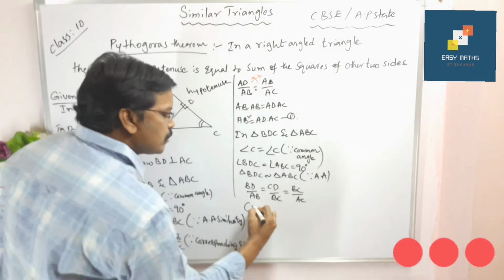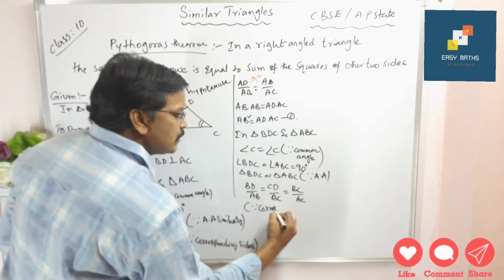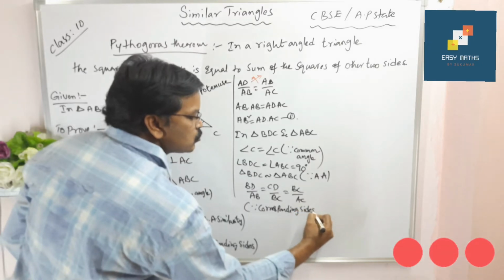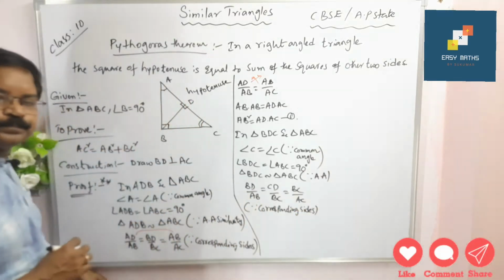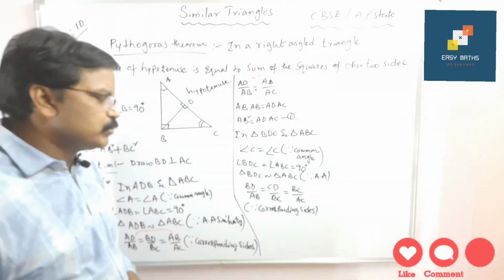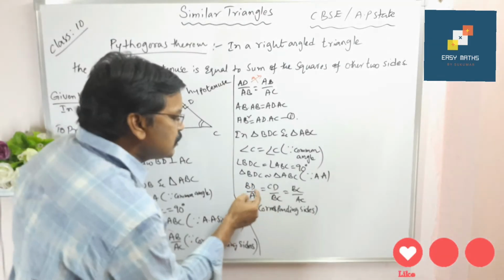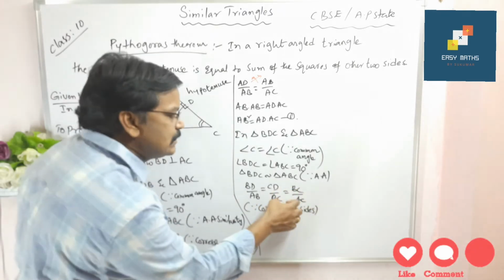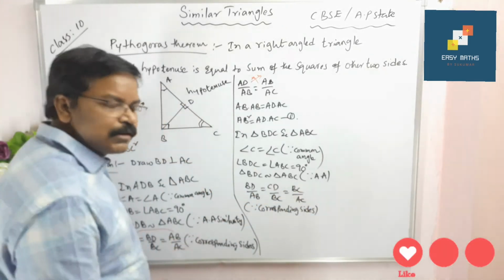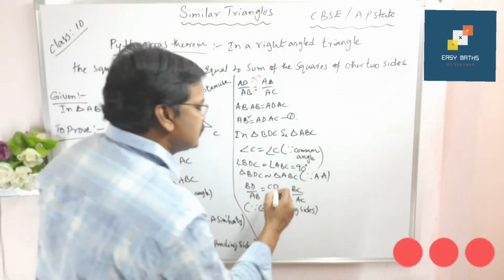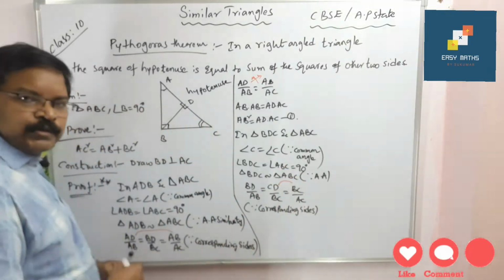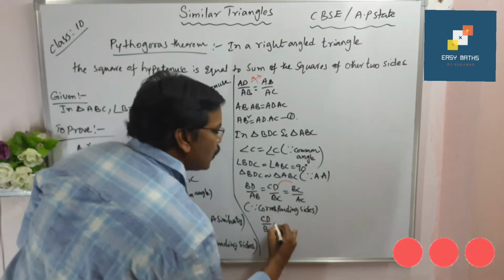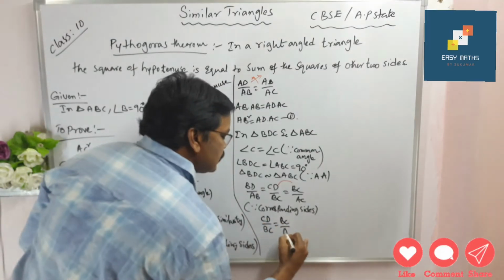These are corresponding sides. Corresponding sides are proportional. Now, observe here, my dear students. Just ignore this BD by AB. Here CD by BC, BC by AC. Take these two, the last two ratios. That means CD by BC is equal to BC by AC.